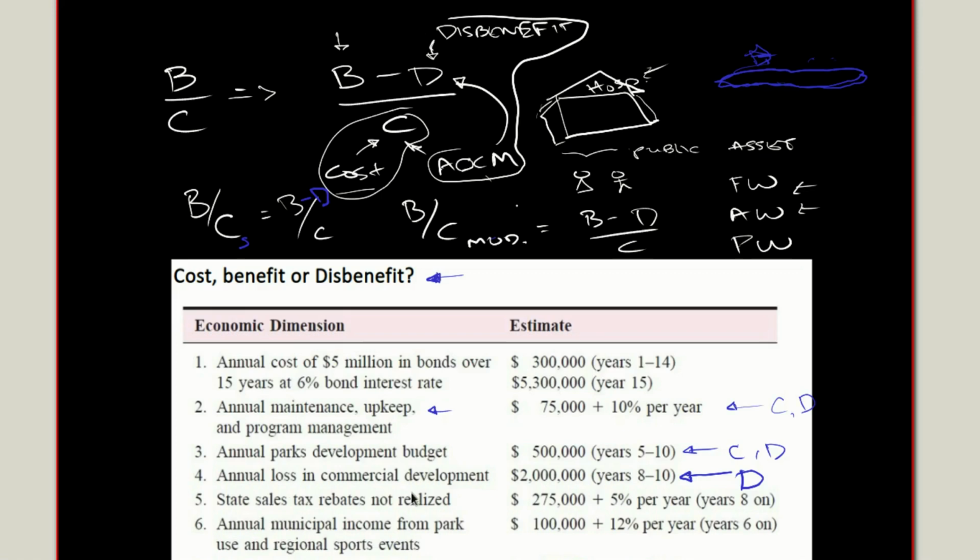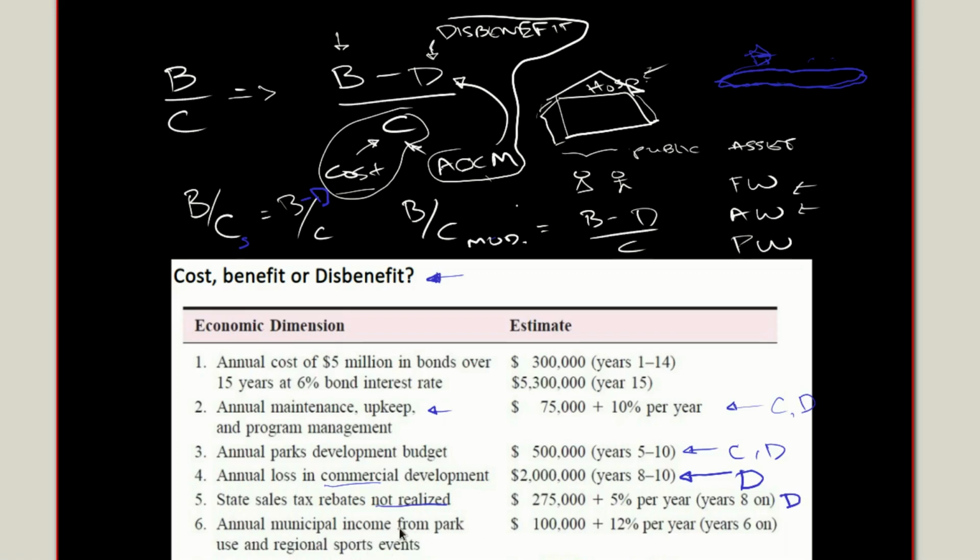Now, sales tax rebates not realized. This is much like this loss in commercial development, right? This is not realized. So this isn't money that came out of our bank, but it is opportunity cost, which is to say it would be a disbenefit to us.